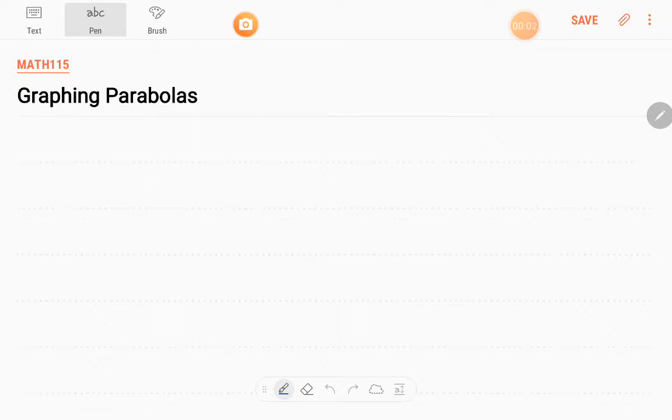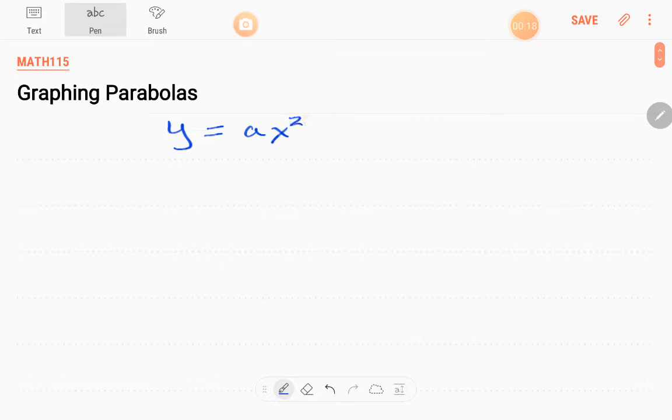Today we're going to be looking at graphing parabolas, or you could say graphing quadratic functions. So generally, quadratic functions are written in the form y equals ax squared plus bx plus c.